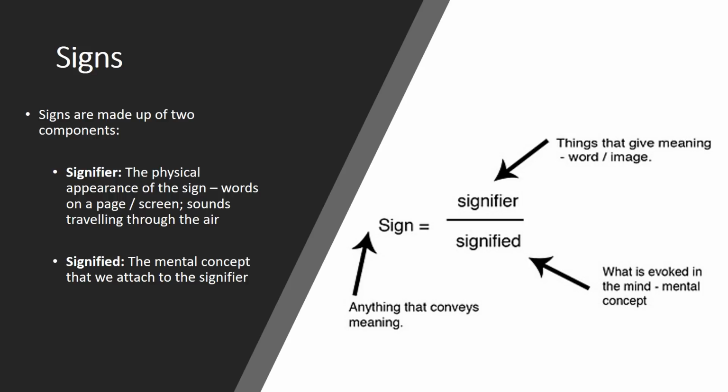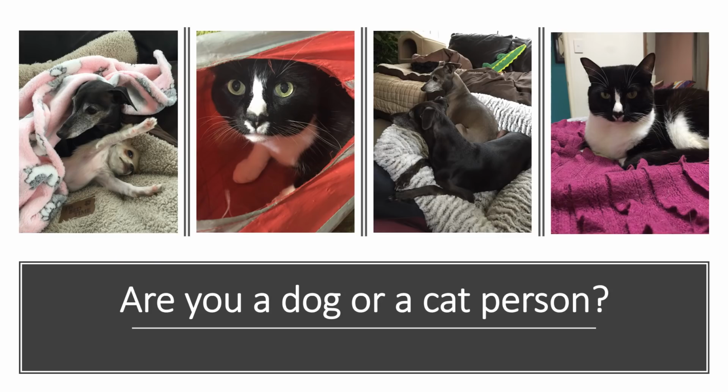The second component of the sign, which we want to think about, is the signified. Now, the signified is the mental concept which we attach to the signifier. The signified is a little more complex, and it's a little more arbitrary and dependent upon convention than the signifier. Let's explain how the signifier and the signified work.